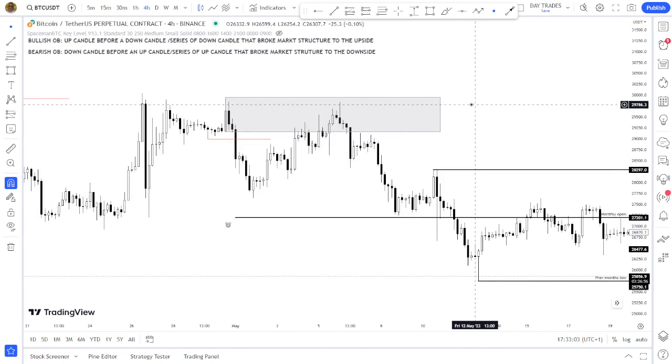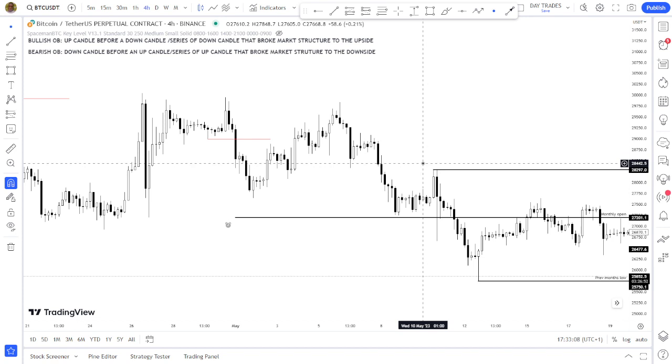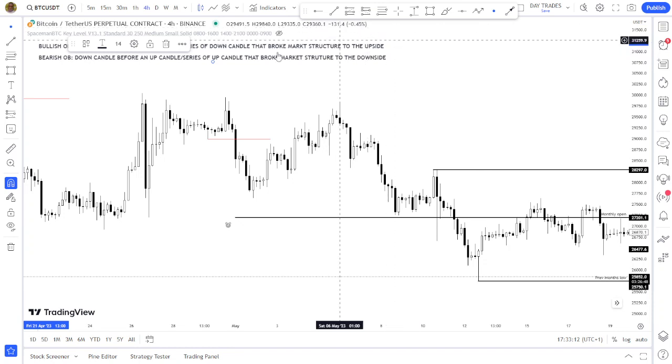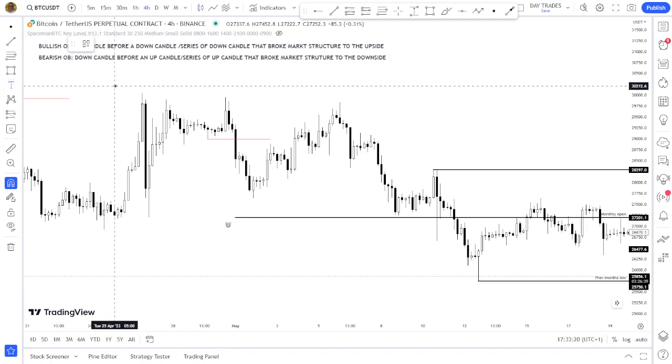I don't want to go over another example. I want to just go over what a breaker is. We also have a breaker, right? So what's a breaker? I think this video is going to get longer than I expected. So what's the breaker? We have two types of breaker. The same way we have two types of order block, we also have two types of breaker, right?